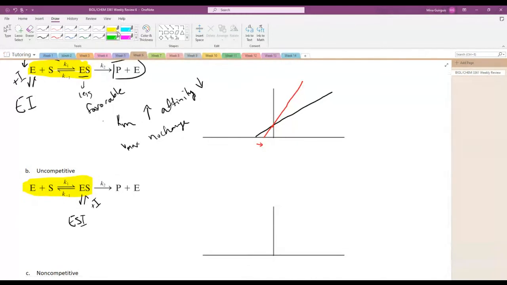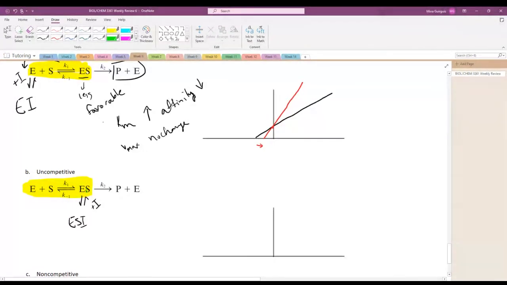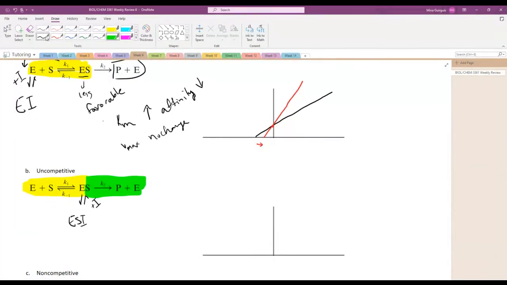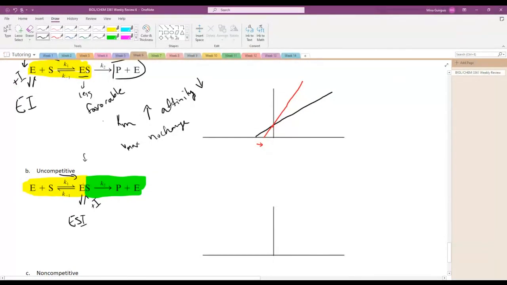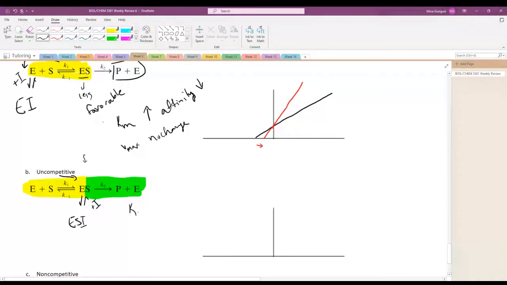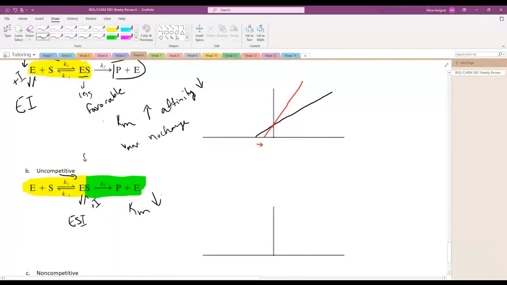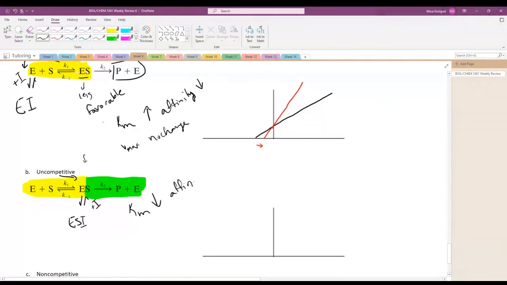So, uncompetitive inhibition, let's talk about it. First things first, what's happening with respect to Le Chatelier's principle? Looking at the yellow equation, when ES decreases, we have to compensate, so this reaction shifts to the right. In other words, with respect to Km, Km's actually decreasing, because the affinity of enzyme and substrate is increasing to form more enzyme substrate complex to compensate for the complexes that are removed. Affinity increases.